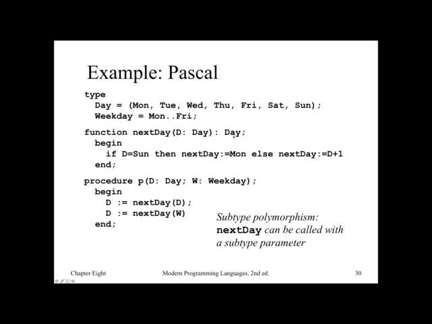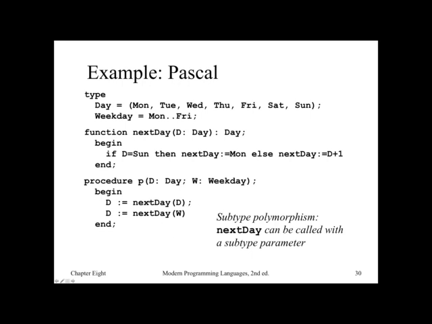And I'm going to return a day. Okay, that's next day. And the logic just goes, if D is Sunday, then next day is Monday. Otherwise, I just increment it. Okay. Now, I go over here to the procedure where I pass in a day and a weekday.